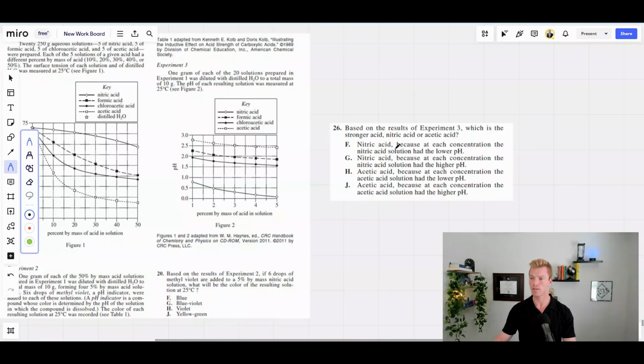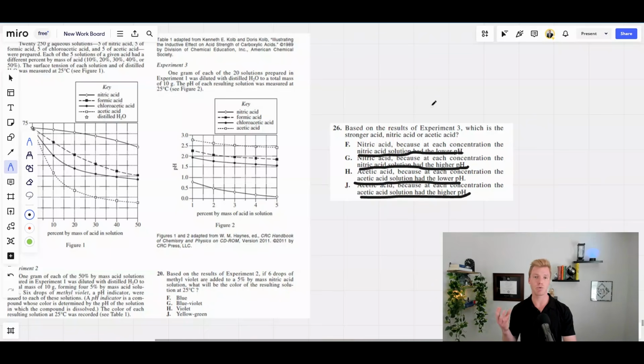So if we look at the reasoning for F, it says because at each concentration, the nitric acid solution had the lower pH. So nitric acid had lower pH or nitric acid had higher pH. And then H has the reasoning of acetic acid had the lower pH or acetic acid had the higher pH. So now we know exactly what we're looking for. We're looking for which acid had the higher pH or the lower pH.